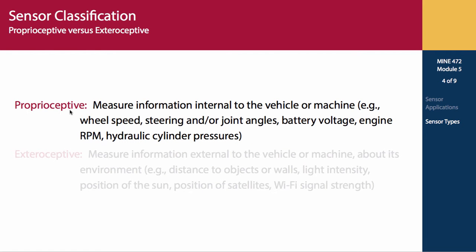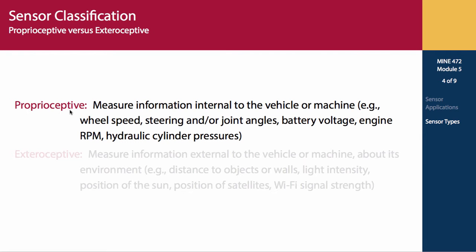Okay, so we've got a little bit of an introduction to the kinds of sensors that might fit on an underground mining vehicle, but there's a whole host of sensors that might be available to us. We'd like to classify them, and this classification is useful to help us choose the sensors we might need for our particular application. So I'm going to start here with proprioceptive versus exteroceptive sensors.